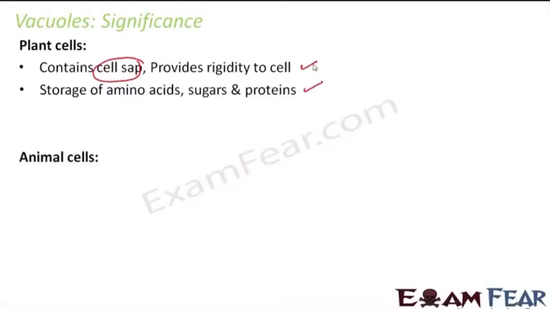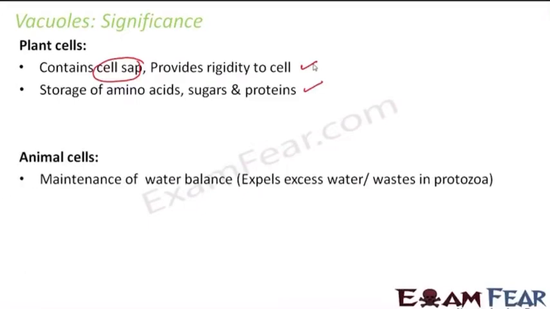Now, what is its purpose in animal cells? Maintenance of water balance. For example, it expels excess water or wastes in protozoa. Now, the example which I took in the previous slide, the ciliate, that is a kind of protozoa. So in those cases, vacuoles maintain water balance. When there is too much water inside the cell, the vacuole expels some water. Similarly, when there is shortage of water, it can store some water, right? So it helps to maintain the water balance.